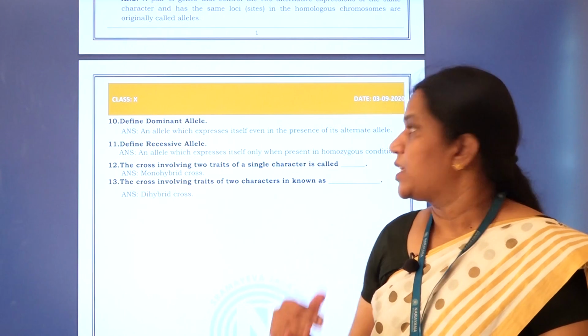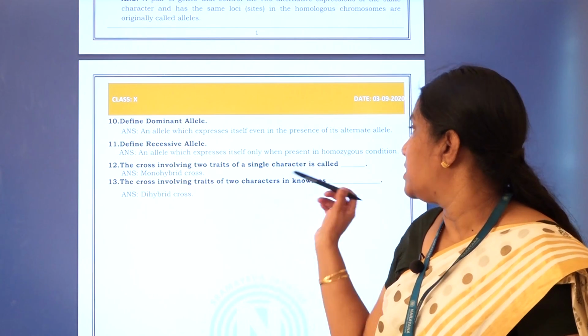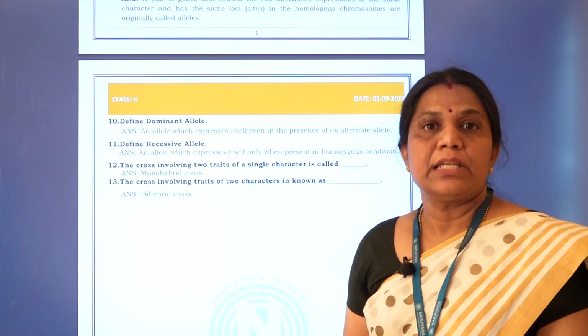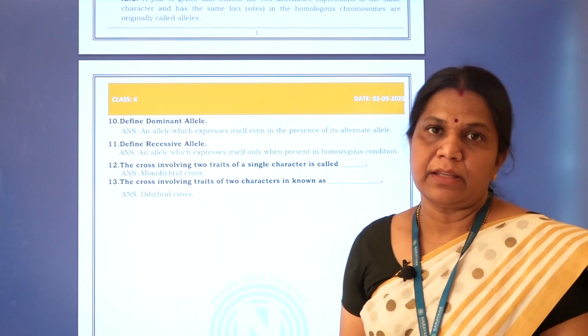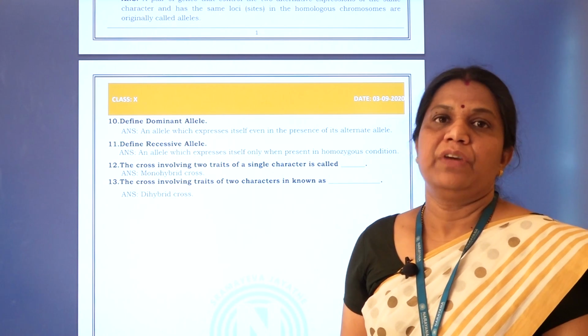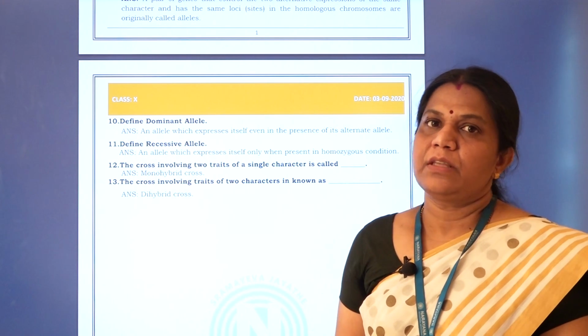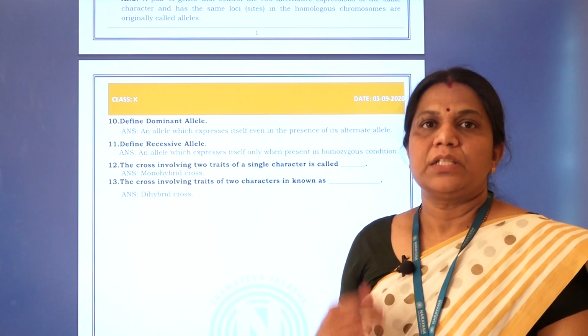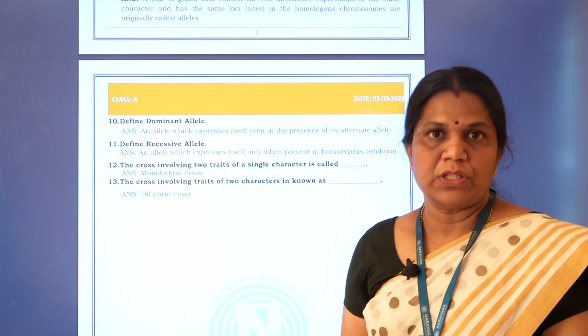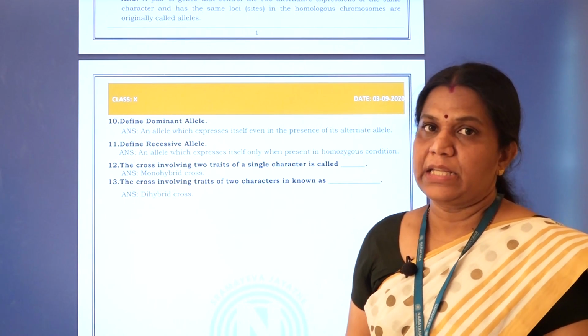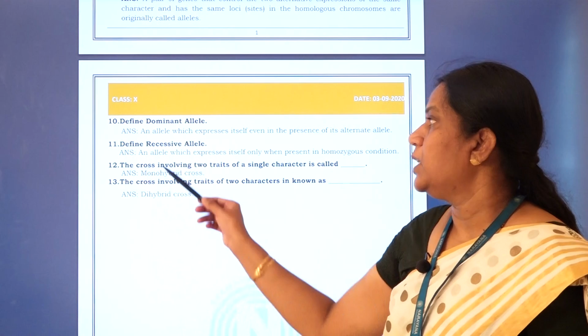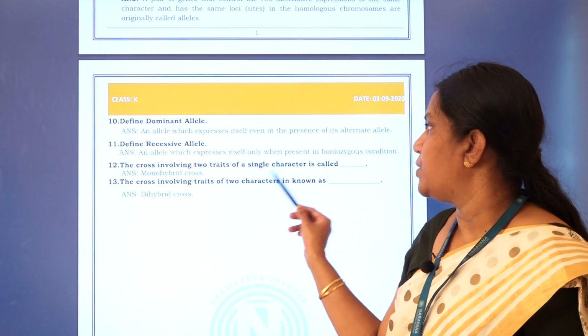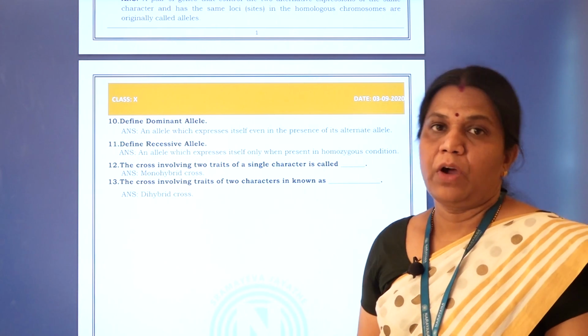The eleventh question: define recessive allele. An allele which expresses itself only when present in the homozygous condition. Recessive alleles will express only in the homozygous condition. When it is homozygous, then only the recessive character will express; if it is in the heterozygous condition, the dominant character will express.